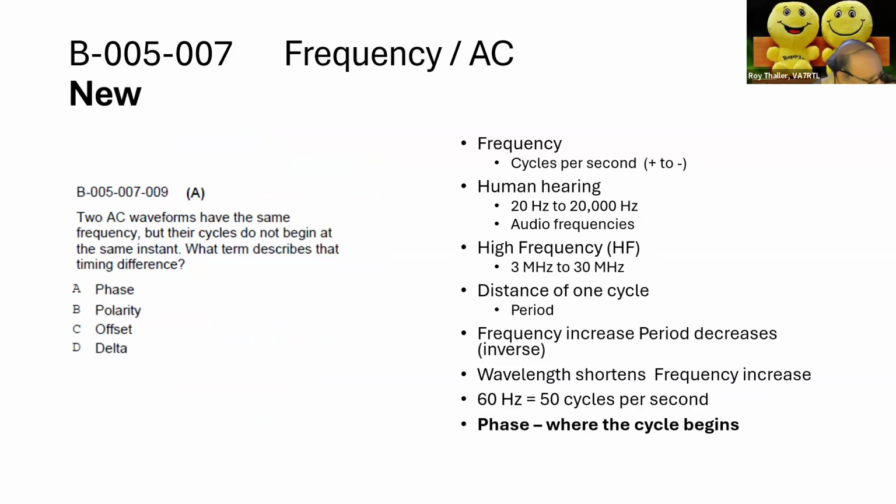Here's a new question. Two AC waveforms have the same frequency, but their cycles do not begin at the same instant. What term describes the timing difference? So when you look at this on an oscilloscope, they would not be lined up properly. So the difference between the two would be a phase.